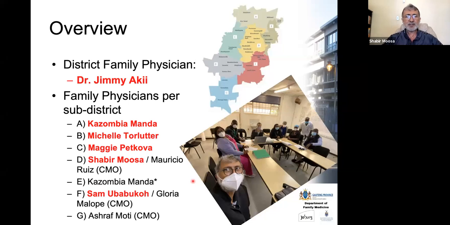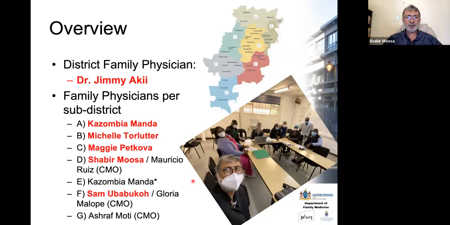And then region F, Dr. Sam Obabuko, is the family physician, but most of the people are based in Hillbrow, and they'll interact with Dr. Gloria Malope, who's the CMO there, medical officer of all experience. And then Dr. Ashraf Moti is a CMO, again in region G. So in region G, we don't have a family physician available to support the area. We just don't have enough of them. So there's only two other family physicians who are not on this list. It's Dr. Kalula at Chiawelo, who's running that CHC, but he's not academically linked. And then Dr.